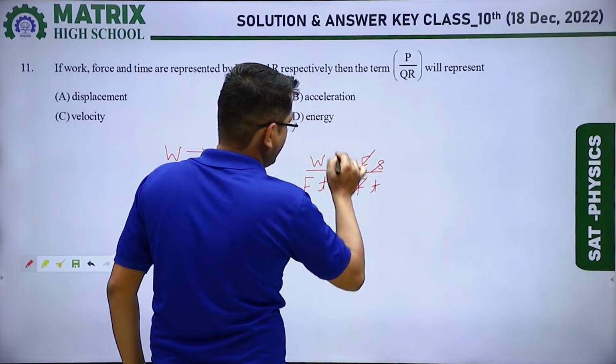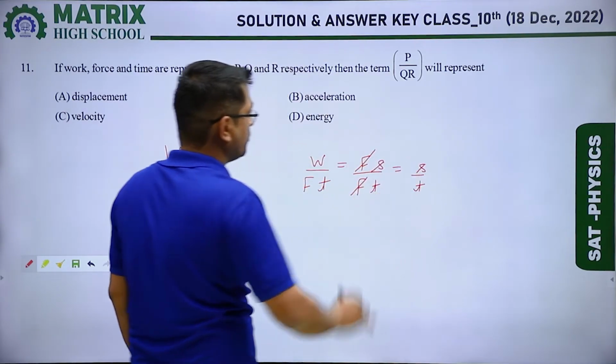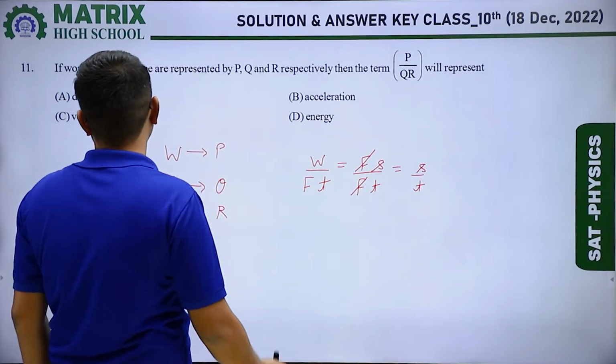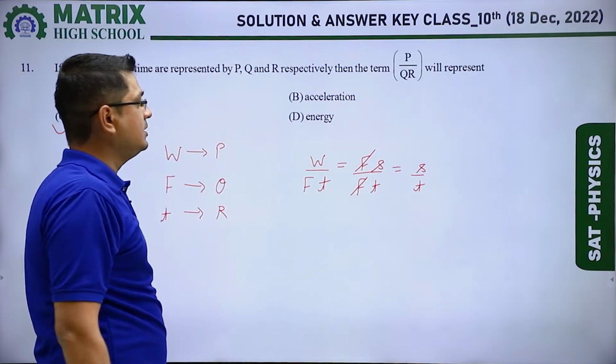Here F is cancelled by F, remaining is S upon T, that is displacement upon time, and we know that displacement upon time is equal to velocity. So the correct answer is option C.